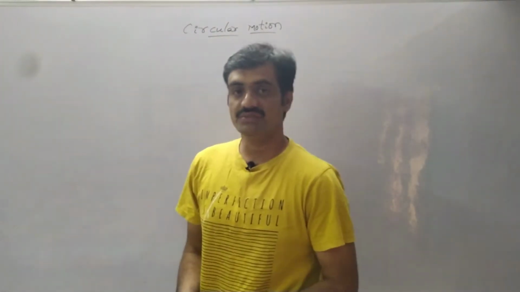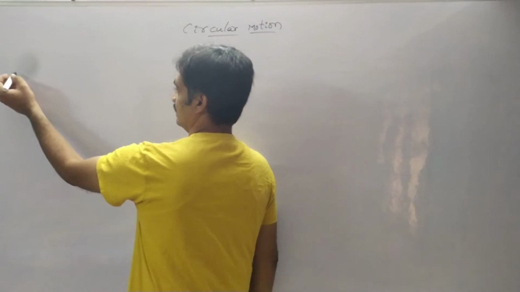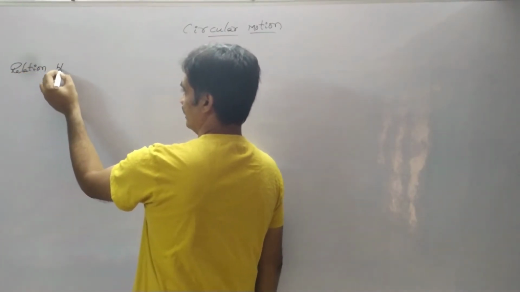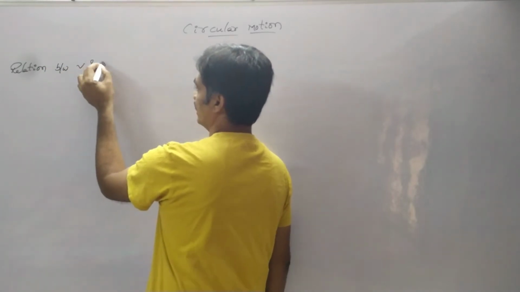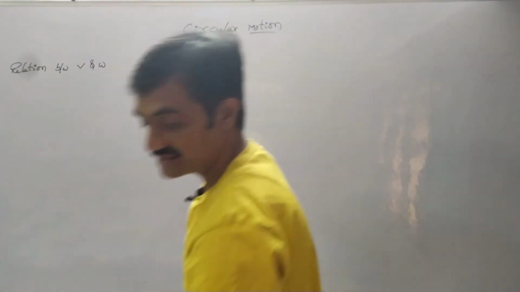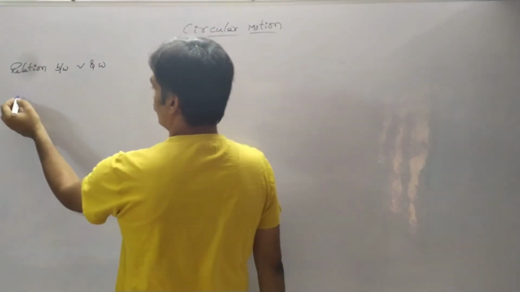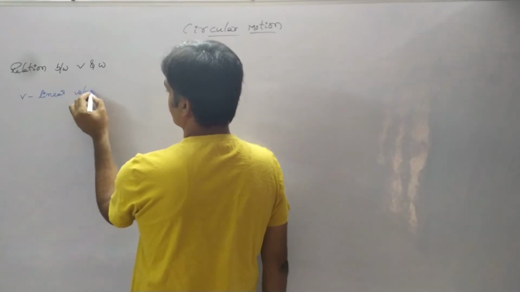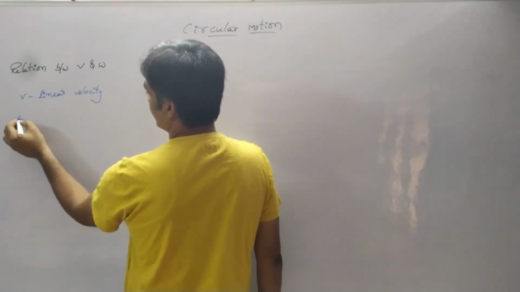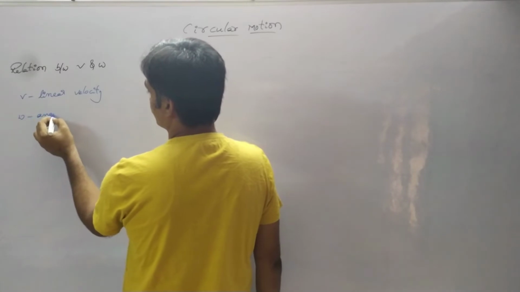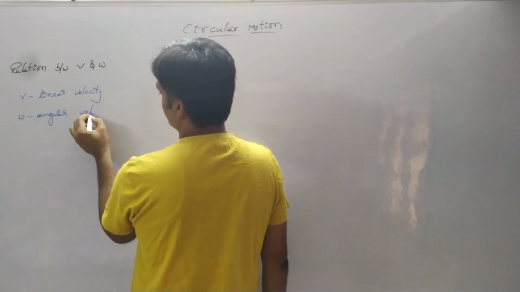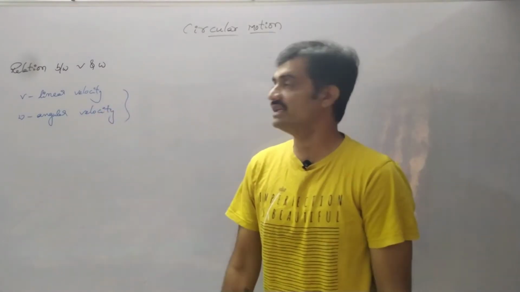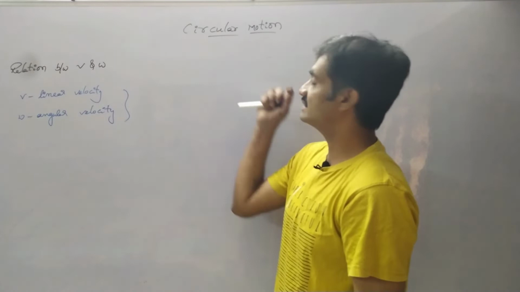Now we are going to show the relation between v and omega. We are going to discuss the relation between v and omega, where v is a linear velocity and omega is an angular velocity. Here we have to show the relation between linear velocity and angular velocity based on this circular motion.